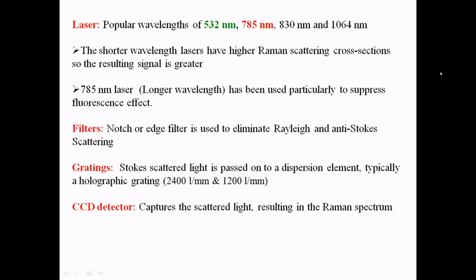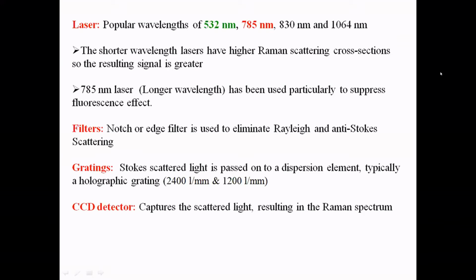So that creates a background. Okay, as I insisted, this entire process is a very, very weak technique. Even the detector is doing a lot of work to get the information. So if you have an additional barrier like a fluorescence effect, it again suppresses the detection process.